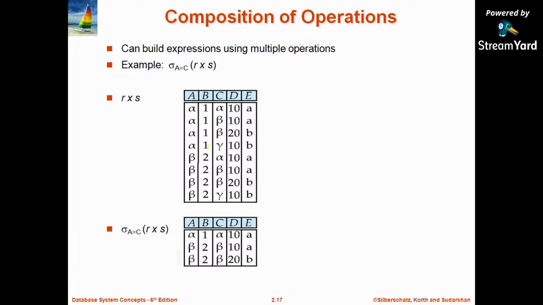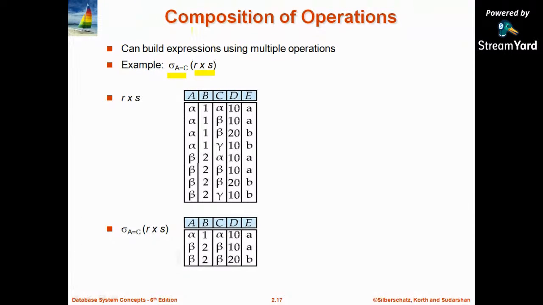You can also do the composition of different operators. The composition of different operators means you can do the Cartesian product, and over the Cartesian product you can do the selection operation. So multiple operations can be combined. You can do the union. After doing the selection, you can do the union. You can do the projection. At any stage, you can combine the various operations. But you have to see that you are doing it in a logical way.